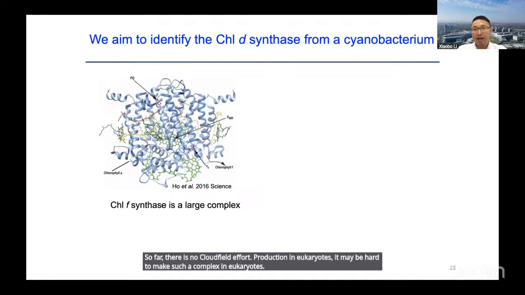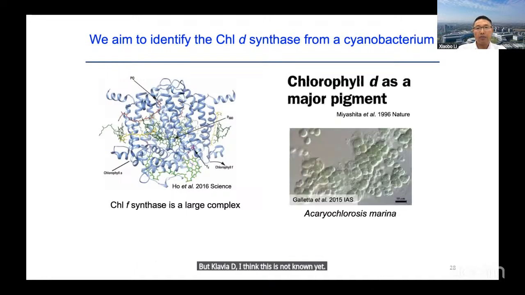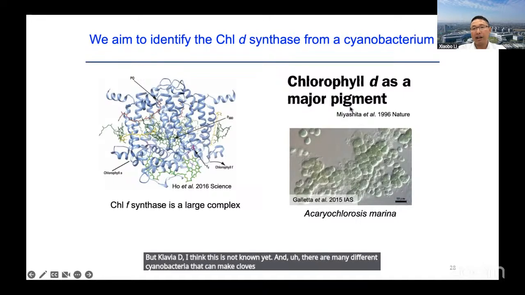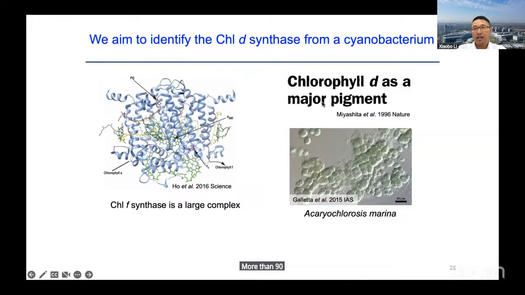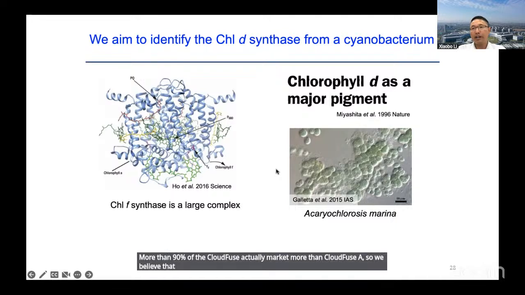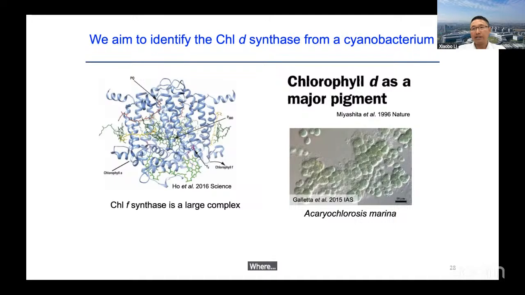For chlorophyll D, the synthesis is not known yet. There are many different cyanobacteria that can make chlorophyll D, but in 1999, it was found that this cyanobacterium actually makes chlorophyll D as its main pigment, more than 90% of the chlorophylls, actually much more than chlorophyll A. So we believe that it has a potent chlorophyll D synthesis. We recently started growing this cyanobacterium, and we hope to establish genetic methods in it to enable candidate gene knockout. And so that's the green light and far red light part.